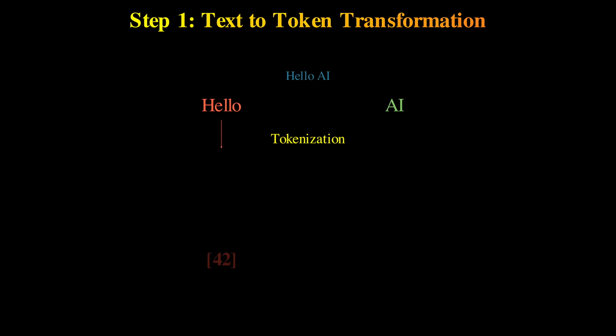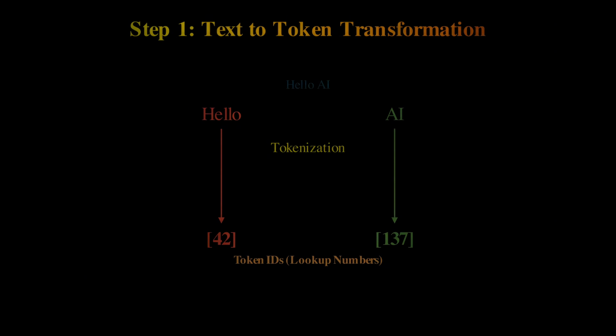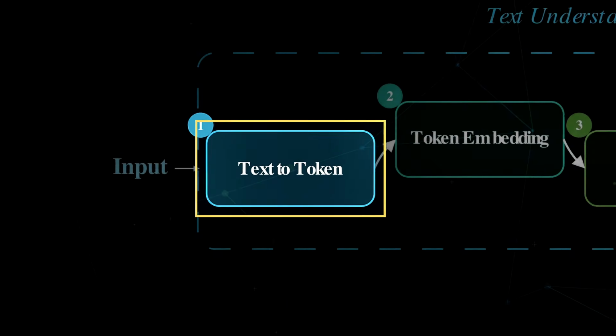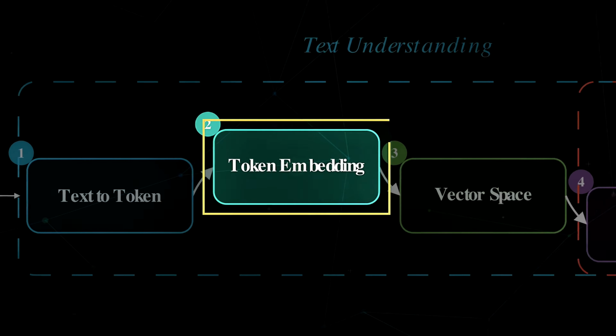Each token is then assigned a unique number, a token ID. Think of it as a lookup number in a giant dictionary. These token IDs are what the model actually works with from this point forward. The raw text has been converted into numbers the model can process. But an ID is just a lookup number. It doesn't capture what a word means. That's where step 2, token embedding, comes in.